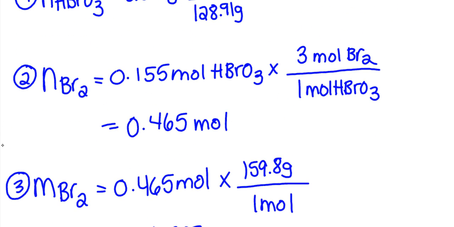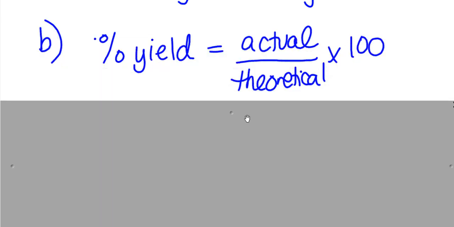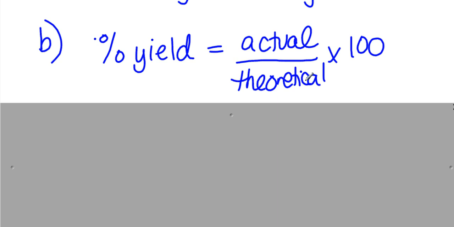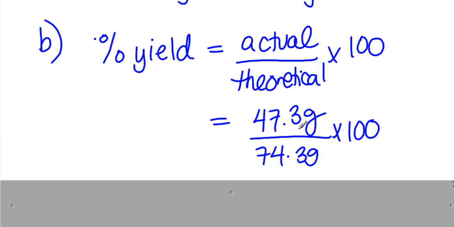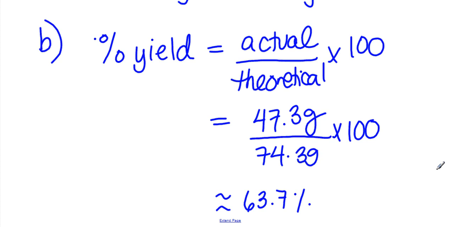So now we're going to take a look at the answer for part B. First of all, make sure you've got your formula in there. Actual yield over theoretical yield times 100%. These are where our values are going to come in. 47.3 grams, our actual yield. We calculated 74.3 grams theoretical yield. And you should get about 63.7% for your percent yield.